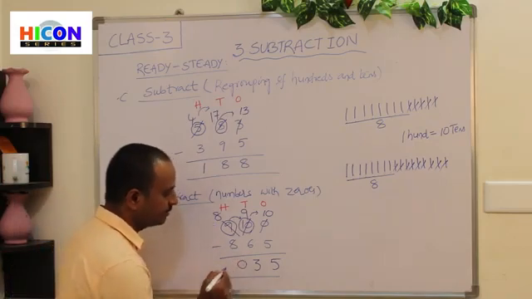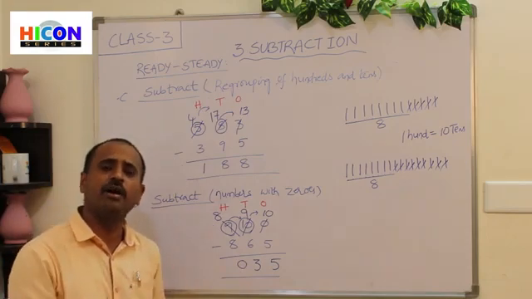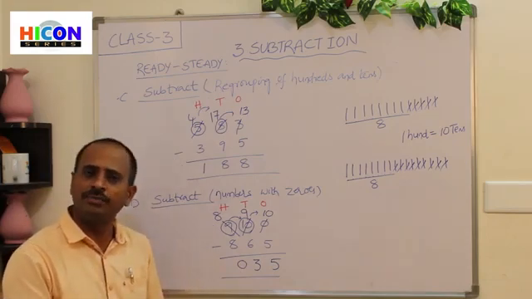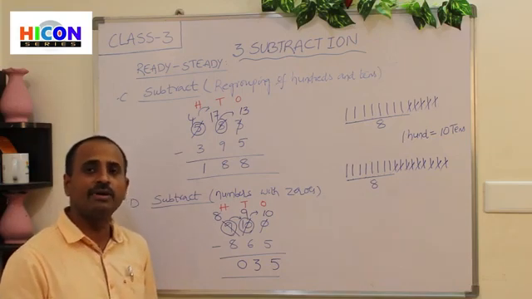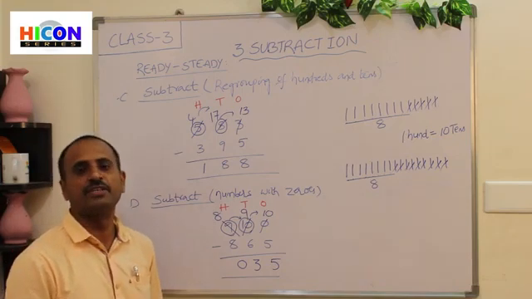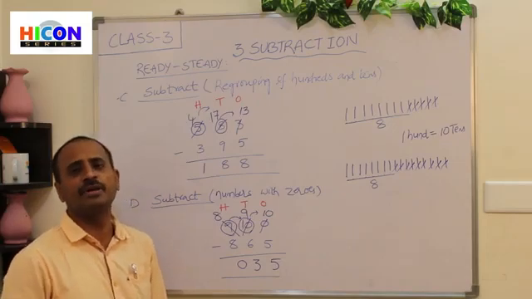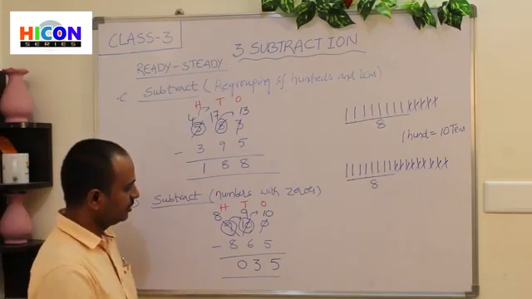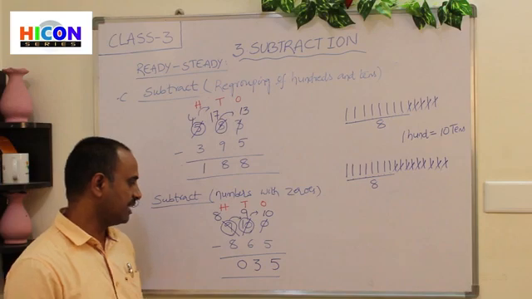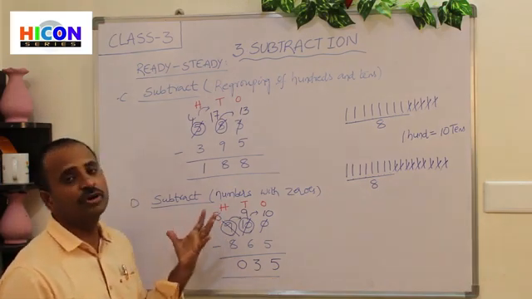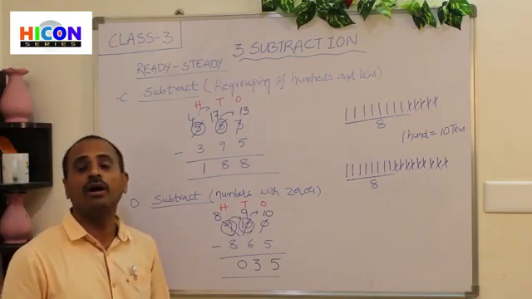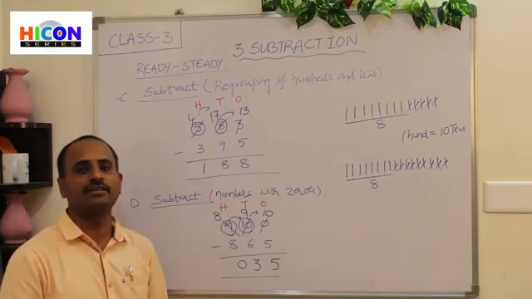So if you take away 8 objects from the 8, how many objects will be there? Nothing, 0. So that's why if you subtract any number from the same number, the answer becomes 0. So write 0 under hundreds place. So the answer is 35. So children, these are the 4 types of subtractions you have already learnt in the second class.